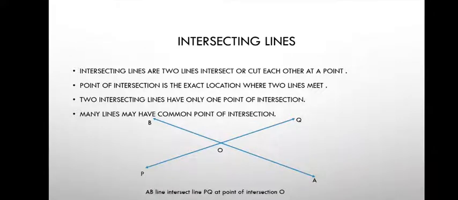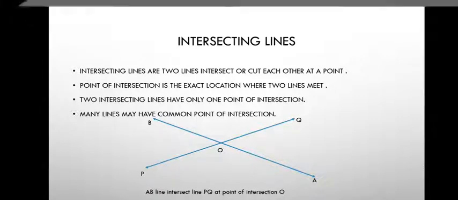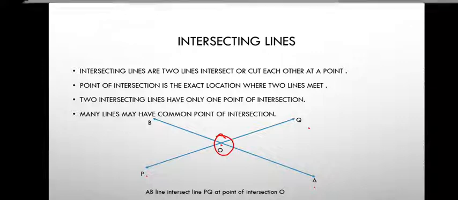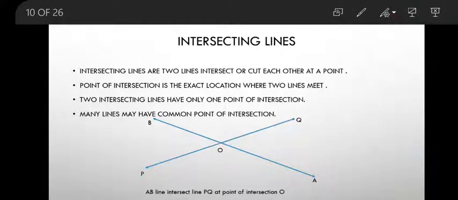Line PQ intersects line AB at point O. So this is the only point where these two lines intersect each other. This is the point of intersection, and line PQ and line AB are intersecting lines. Okay, let's move forward.